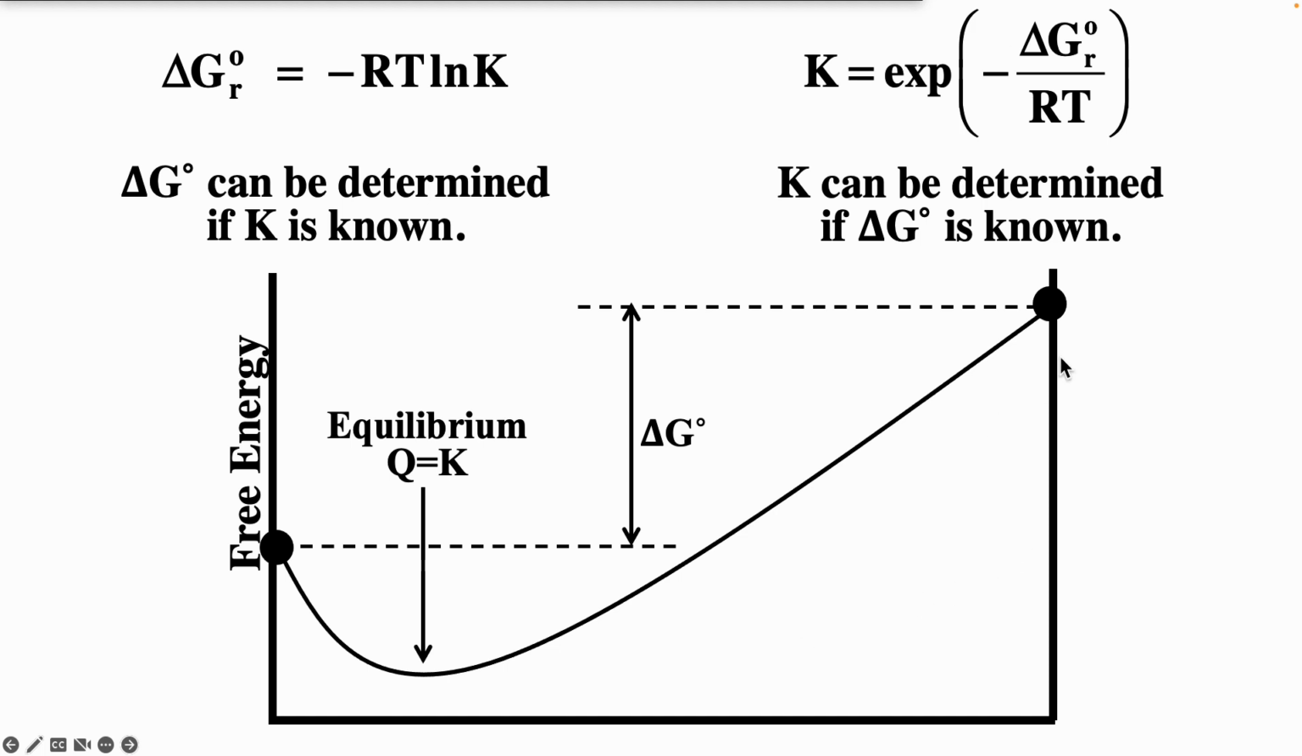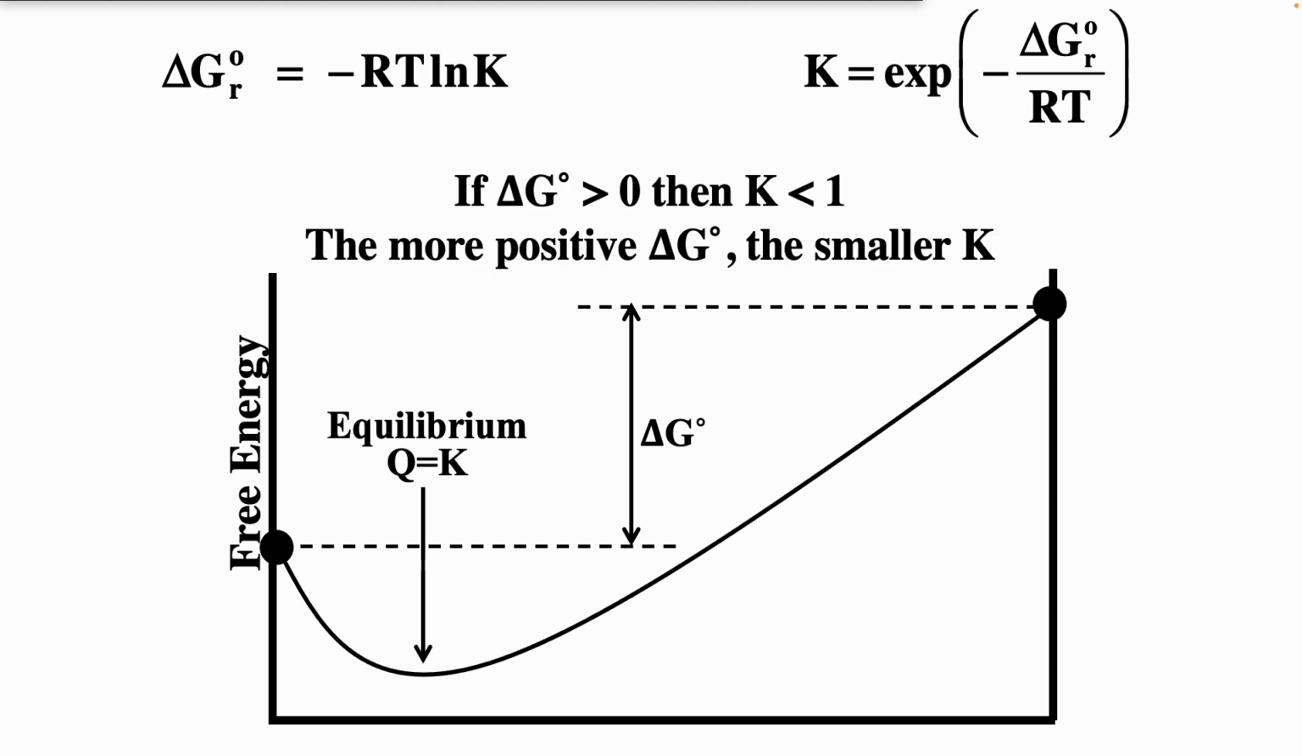And if we go back to our graph, it's kind of cool. Given delta G naught, which is the distance between products and reactants, we can actually calculate K, which is the distance from only reactants to that minimum. Kind of cool. If delta G naught is greater than 0, that means the products have higher potential energy than the reactants. That means K is less than 1, so we'll have mostly reactants at equilibrium.